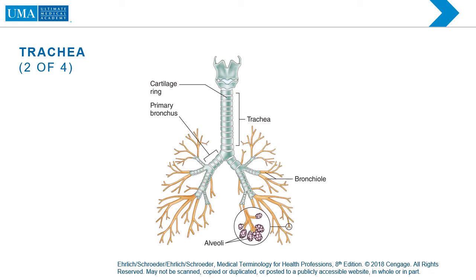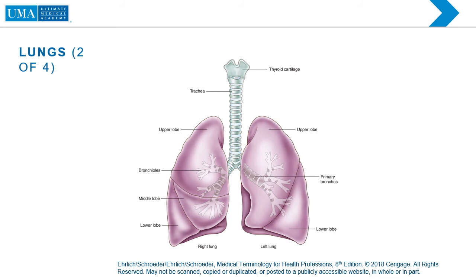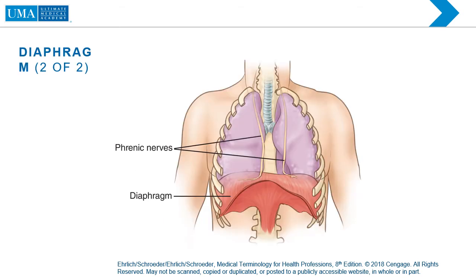Each primary bronchus will then divide and subdivide into smaller bronchioles, which are the smallest branches of the bronchi itself. Here, we have an external view of the lungs. Note the 3 lobes on the right lung and the 2 lobes on the left lung. The illustration here shows the diaphragm is being controlled by the phrenic nerves.